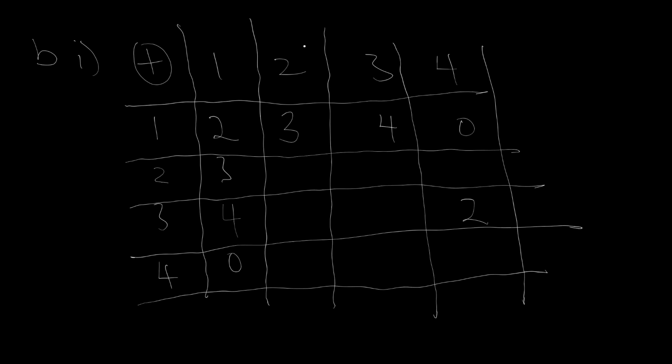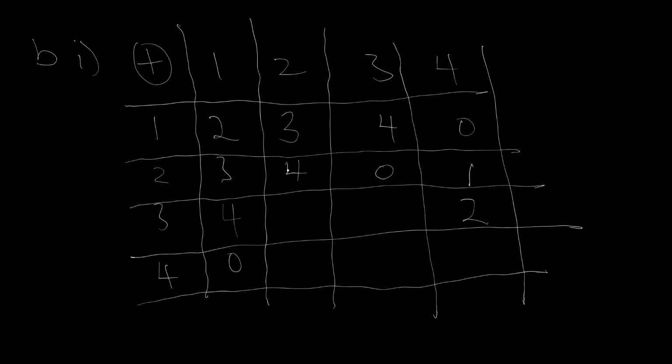2 plus 2 is 4. 4 is less than 5, so we don't have to divide by 5. So we write 4 here. 2 plus 3 is 5. So 5 divided by 5 is 1, and there's no remainder. So we write 0 here. 2 plus 4 is 6, and 6 is greater than 5. 5 goes into 6 one time, and there's a remainder of 1. So you write the remainder here, 1.